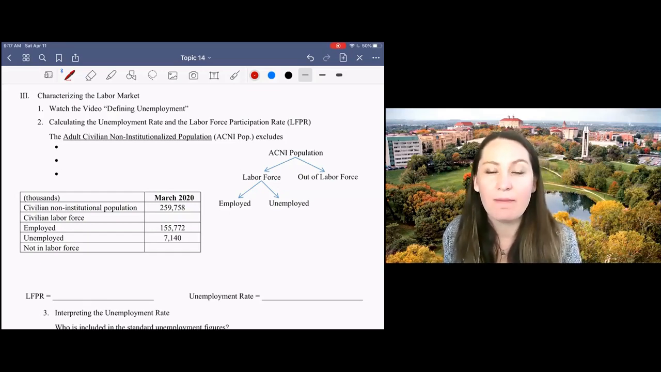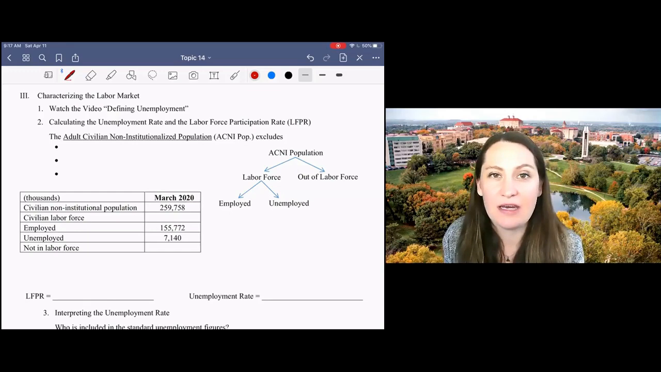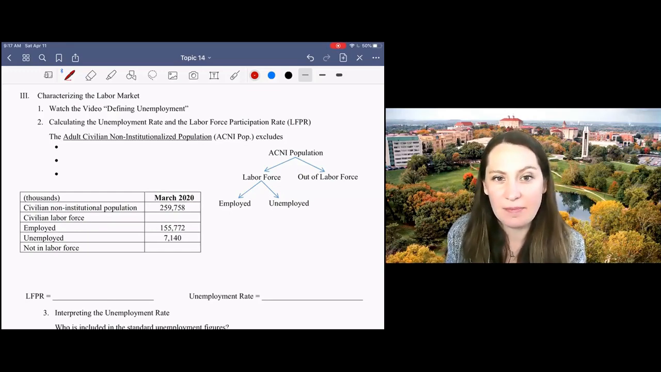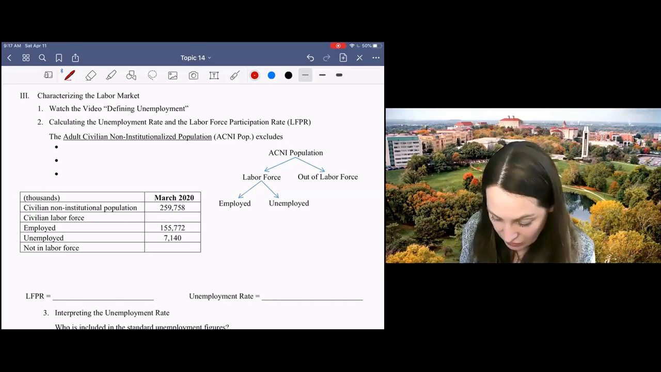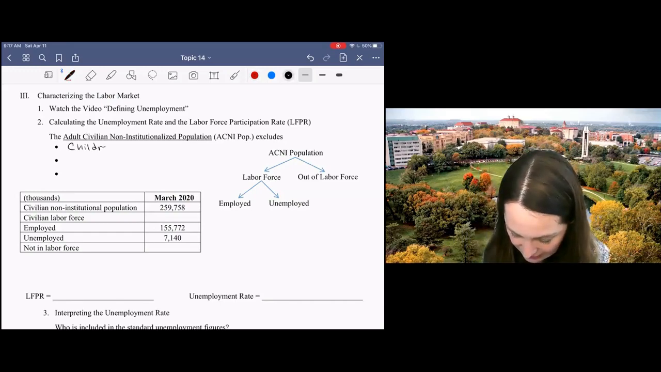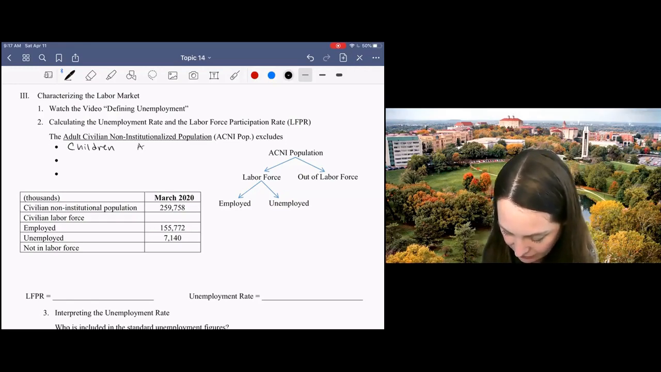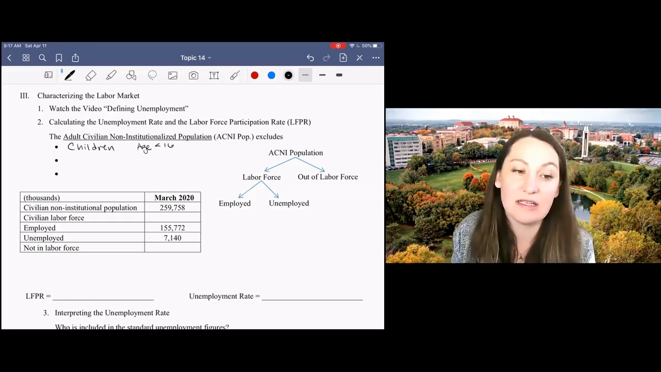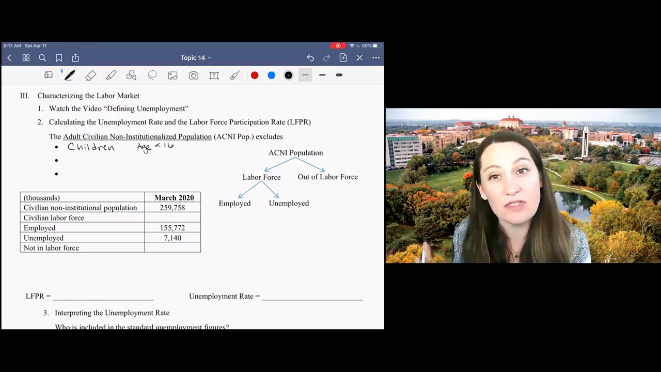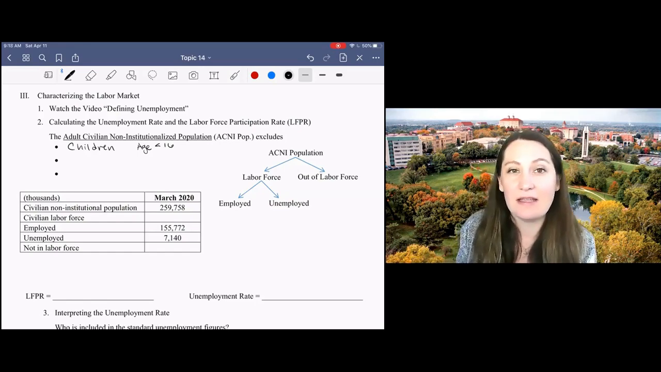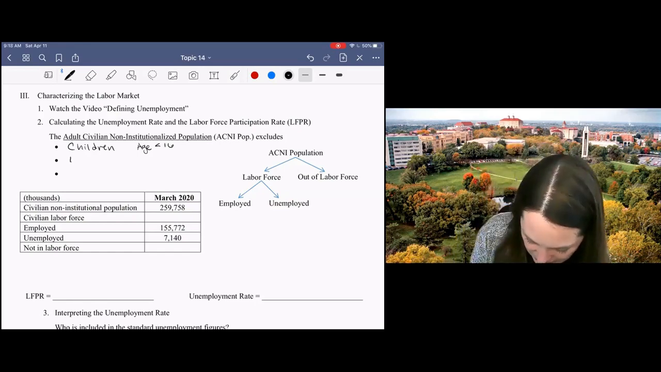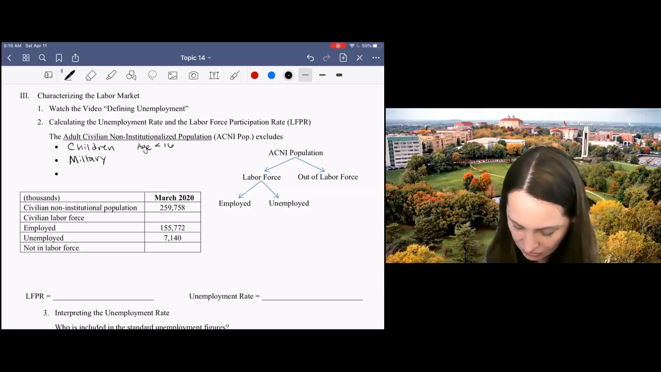First, we start by considering the adult civilian non-institutionalized population. The adult civilian non-institutionalized population excludes people who are children, and that means actually by definition anyone who is under the age of 16 is excluded, but anyone over 16 is included in the adult non-institutionalized population, given that they're a civilian, right? So it excludes active duty military personnel, and it also excludes people living in institutions.